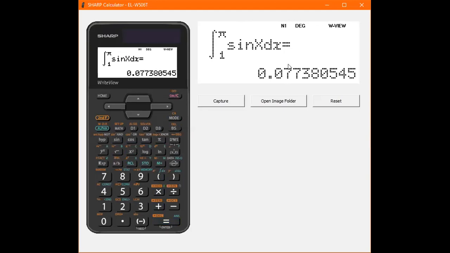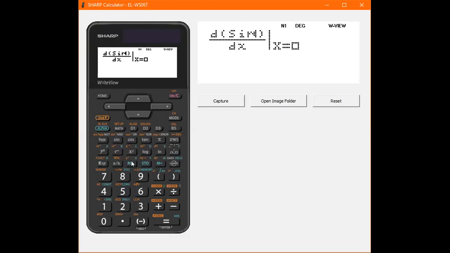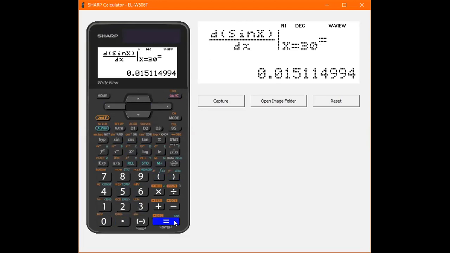If I wanted to find the derivative, remember that I'm in degrees here and not in radians. I should probably have set my calculator to radians before I did this to get a more accurate answer. Let's do the derivative. If I say the derivative of sine x at 30, because I'm in degrees, that will give me my derivative at that point. My gradient is 0.01, so it's pretty flat, which you can talk about regarding the curve of the graph and so on and so forth.